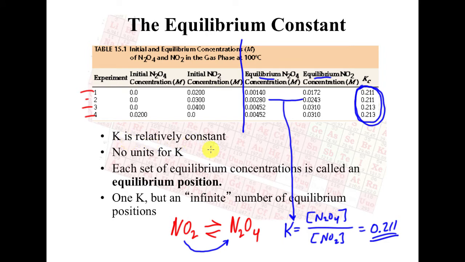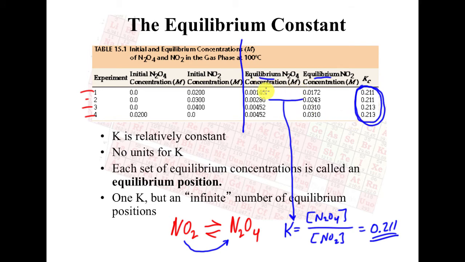So K is considered relatively constant. There's no units for it because we're looking at a ratio. We're comparing concentration to concentration. So therefore, since it's a ratio, there's no unit for K. Now these are what are referred to as the positions. Notice that the positions, which are the numbers that we plug into the equation, differ, but the equilibrium constant always comes out the same.